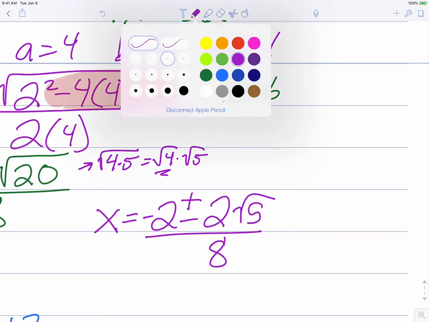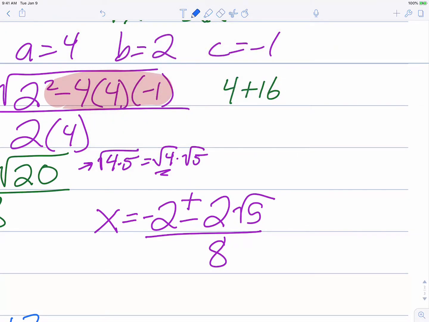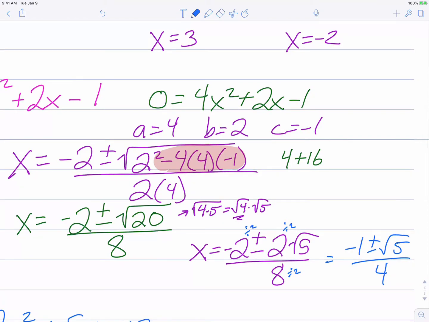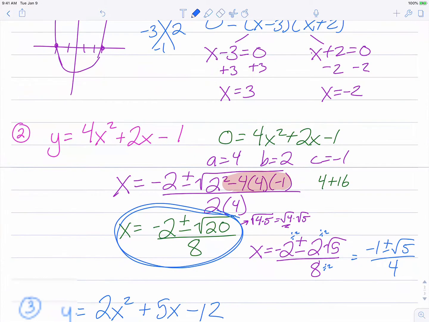I'm going to show you one more thing you can actually do with this. You can reduce everything by 2. So if you divided everything here by 2, you would actually have -1 plus or minus the square root of 5 over 4. All of those are equivalent, and we will be reviewing that a little bit more, but if you can at least get to this point right now, that's exactly where I need you to be.